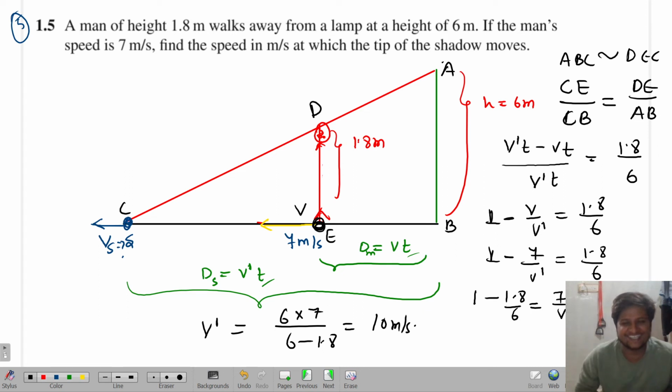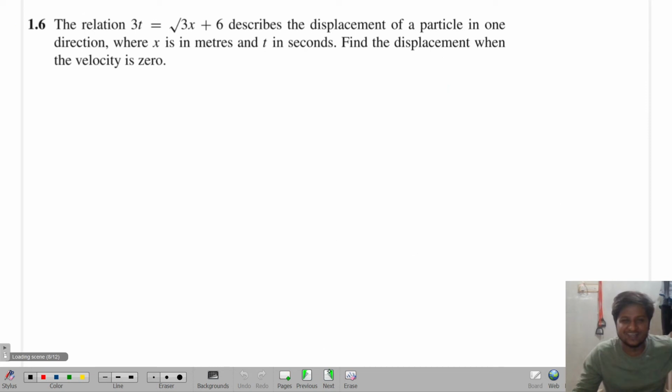Understood or not? Should we solve more? Okay, let us move to the next question. Yes, this is called confidence motivation.